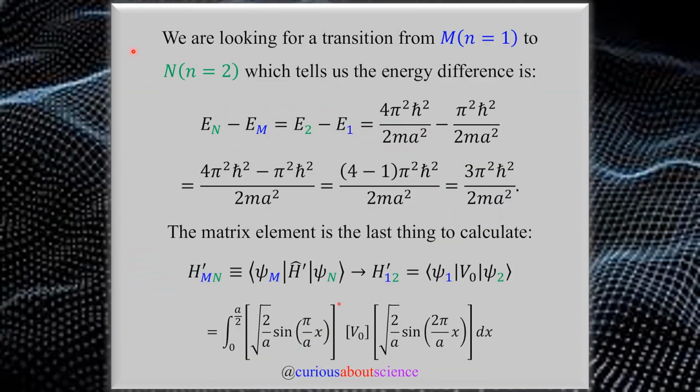Okay, so as summarized, we are looking for a transition from m, which is the n equal 1 state, to n, the n equal 2 state, which tells us that the energy difference is just the 2 minus the 1. So now that we calculate that, common denominator, factor out pi squared h bar squared, leaving us with 4 minus 1, leaves us with an energy difference of 3 pi squared h bar squared over 2ma squared.